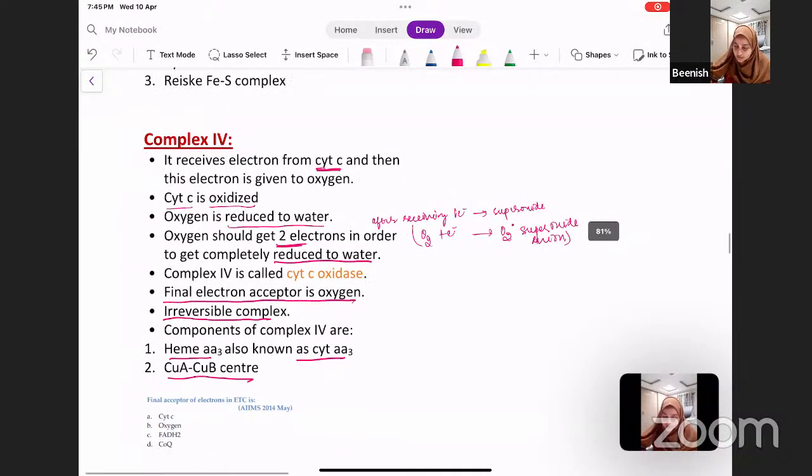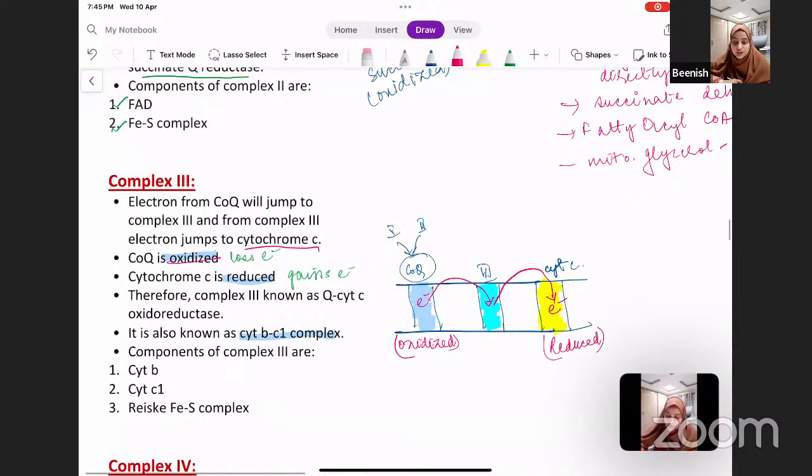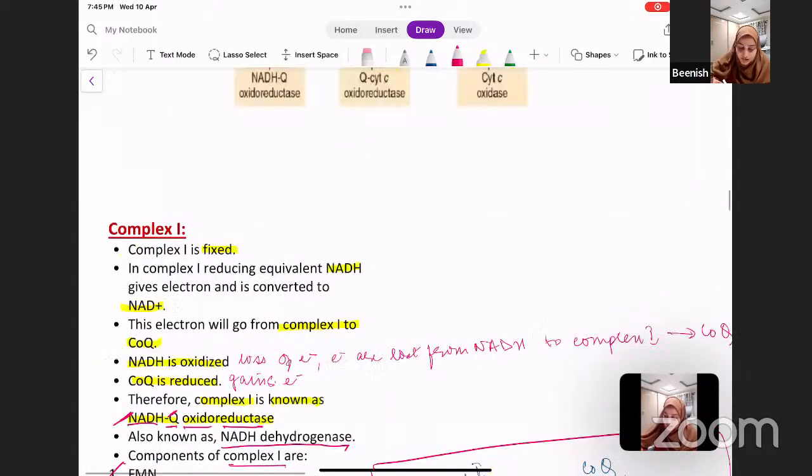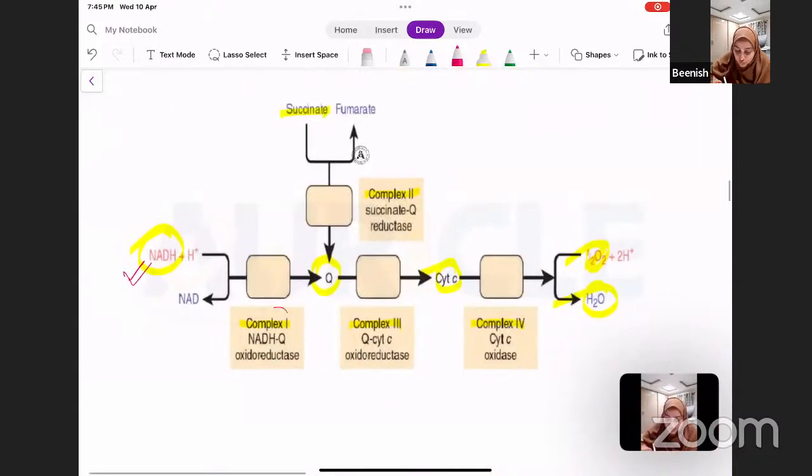Let's recapitulate it quickly. See, NADH gives its electron to complex 1. Succinate, FADH2, succinate dehydrogenase, mitochondrial glycerol 3-phosphate dehydrogenase, and fatty acyl CoA dehydrogenase all give the electrons via complex 2. In this case, complex 1 is bypassed.